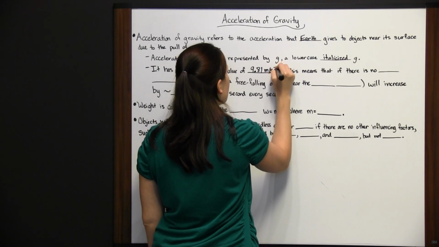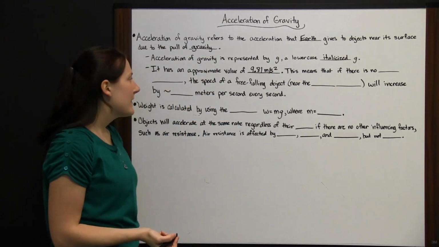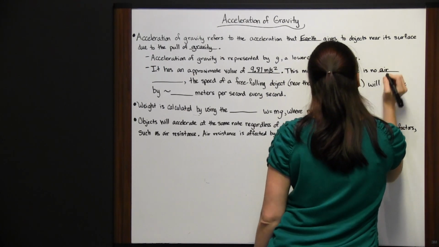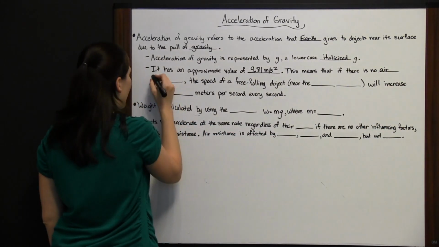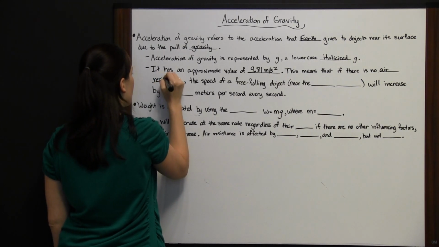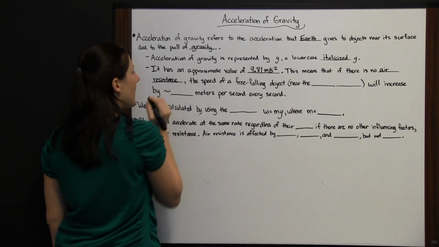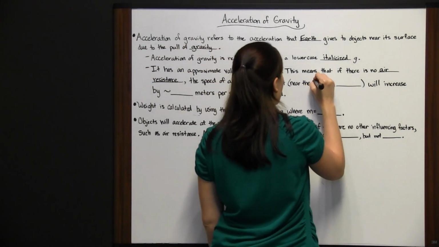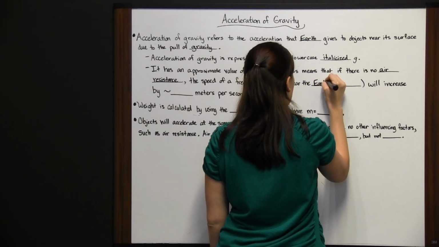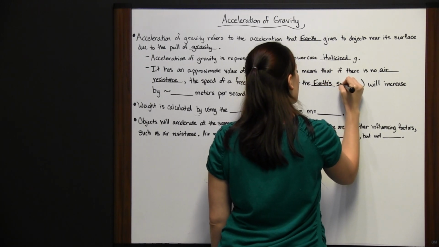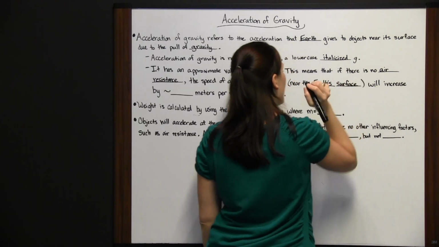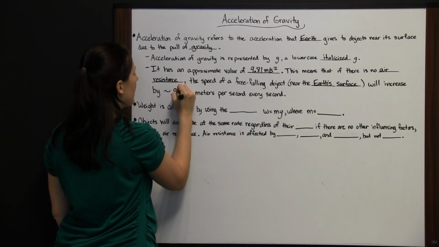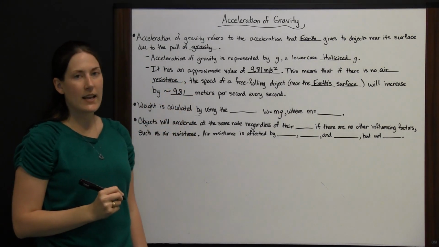meters per second squared. This means that if there is no air resistance or any other influencing factors, the speed of a free-falling object near the Earth's surface will increase by approximately 9.81 meters per second every second.